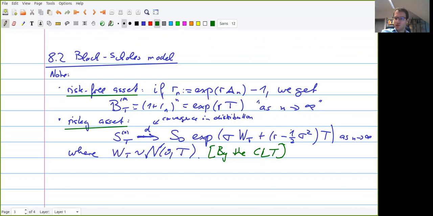And now I need to reverse my taking the log. This means I take the exponential function of both sides, and by the continuous mapping theorem, this again converges. So we have here that the price in the binomial model converges to something which is exponentially normally distributed. All right.